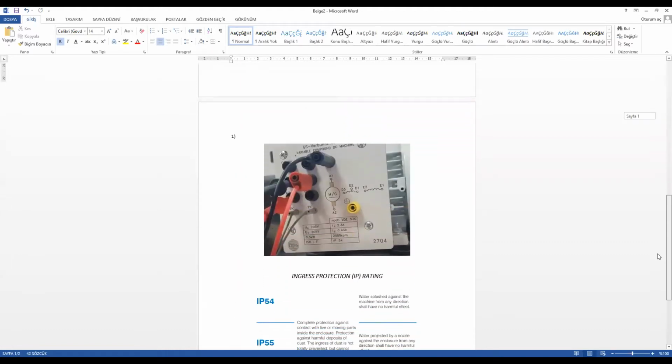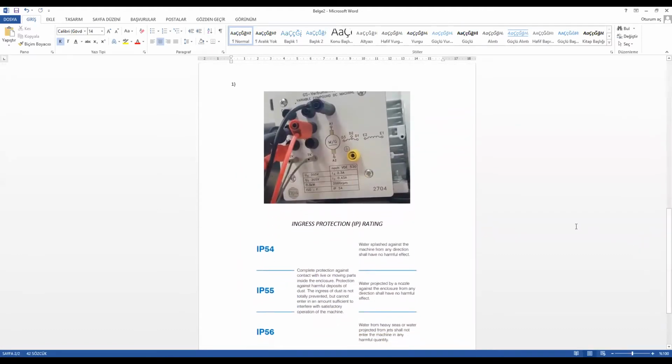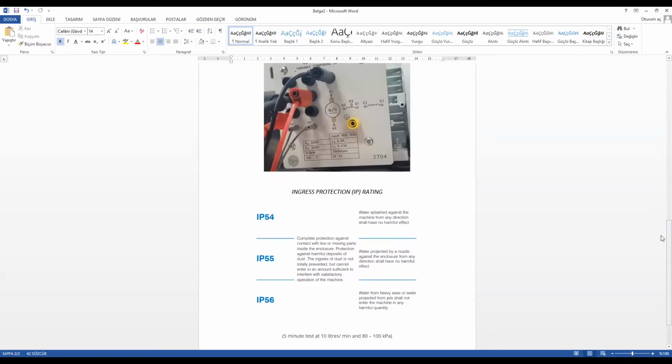Okay, in the first question, we have a parameter that is denoted by IP, ingress protection rating. Ingress protection ratings or IP ratings refer to the level of protection offered by electrical systems or machines against solids like dust and liquids like water. The IP number consists of two numbers, as you can see. In this experiment, we have 5 and 4. The first number denotes the solid protection level, and the other one denotes the water protection level.